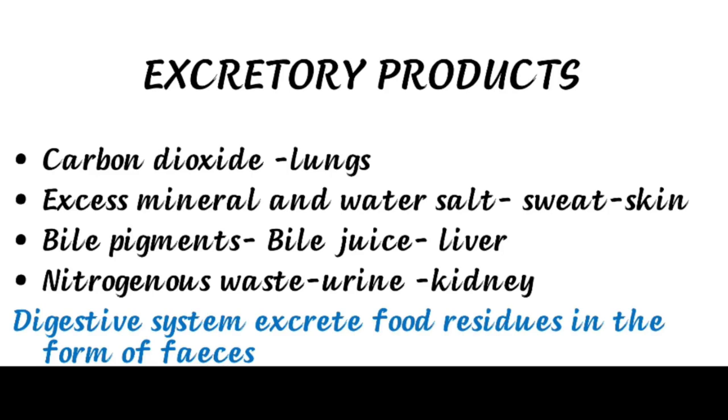One is your carbon dioxide, other is your bile pigment, second is your nitrogenous waste, and third is your excess mineral and water salts. So carbon dioxide is removed by lungs, excess mineral and water salts are removed by skin, then the liver produces bile pigments which are excreted out, and the nitrogenous waste is removed by the kidney. And then there is the large intestine, which also excretes waste in the form of fecal material.